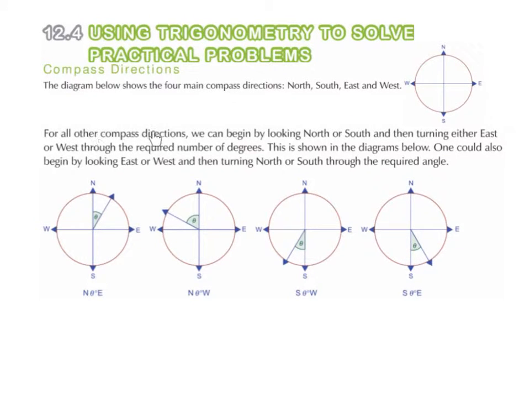For all other compass directions, we can begin by looking north or south and then turning either east or west through the required number of degrees. This is shown in the diagrams below. One could also begin by looking east or west and then turning north or south through the required angle.